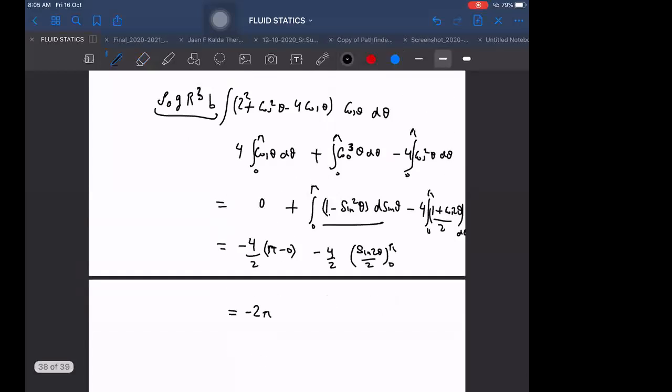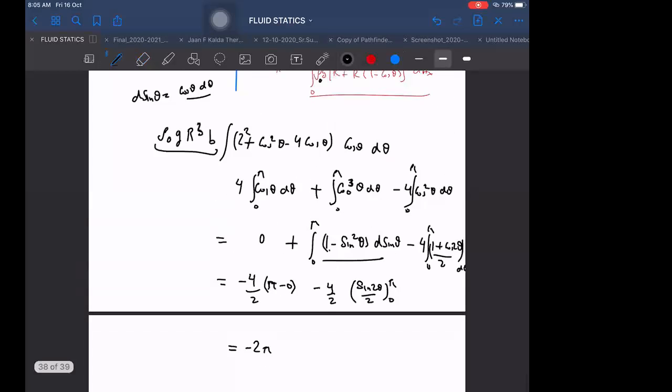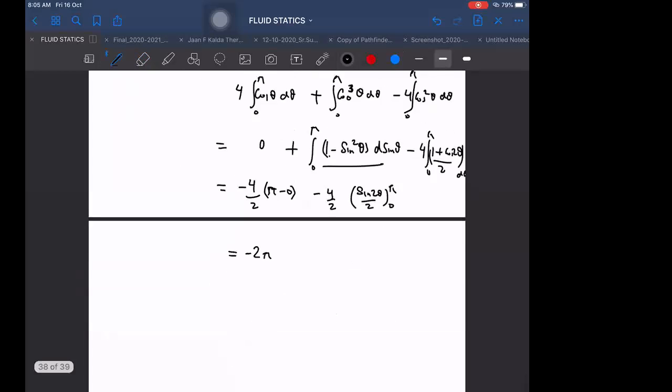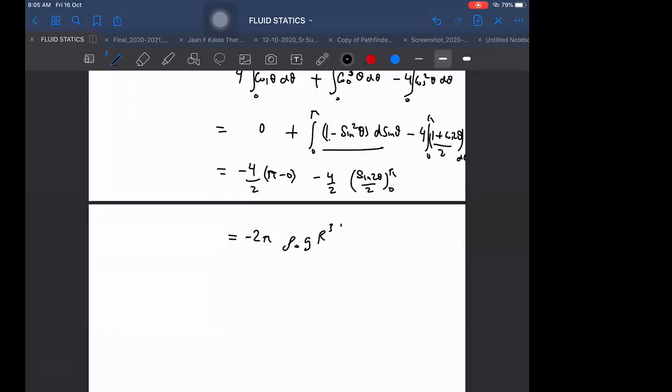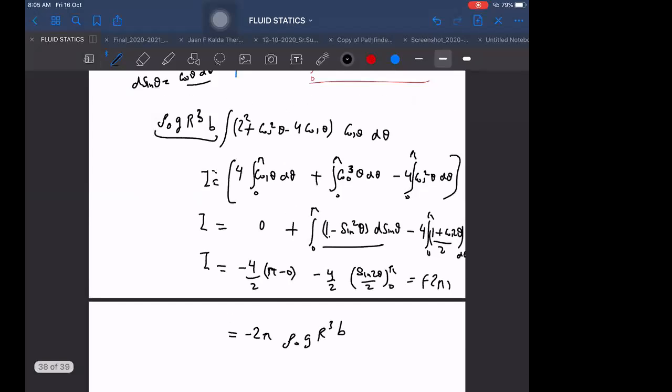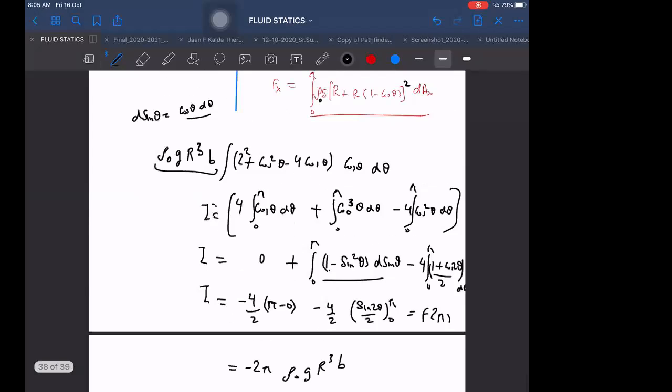Then we are getting finally the answer as multiplied by the beginning initial term before it. What was that? Rho naught into g into r cube. So the answer is rho naught into g into r cube into I. Finally, this will be the answer. Let it be equal to I, I is this. I is equal to minus 2 pi.